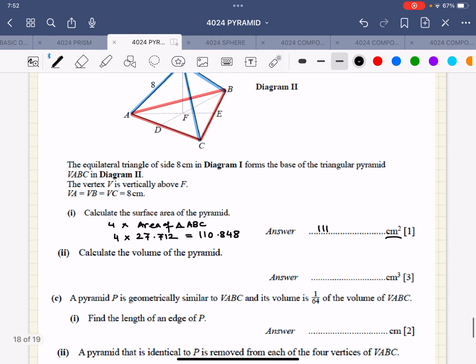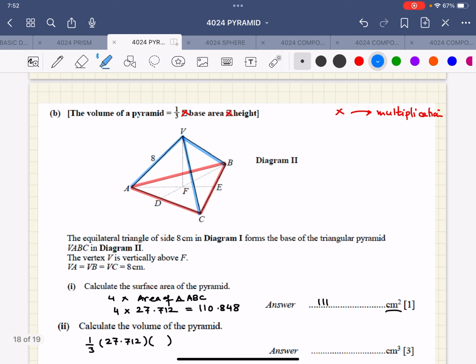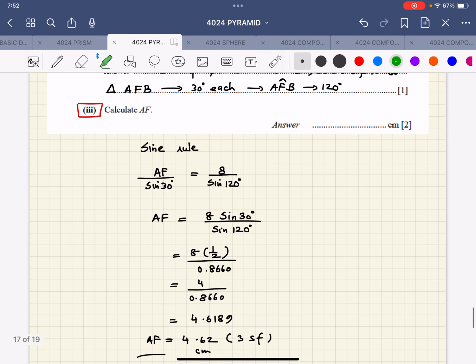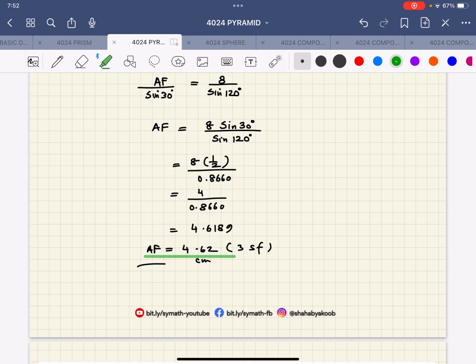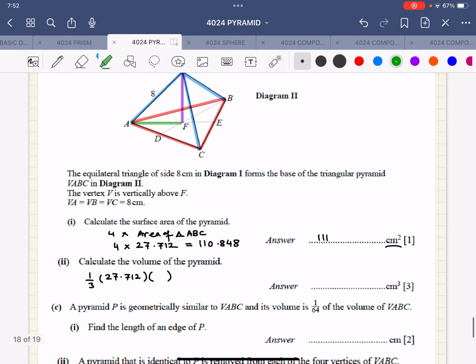Calculate the volume of the pyramid. Volume of the pyramid is 1/3 base area, which is 27.712, into height. Now, what is the height that I'm looking for? Let me highlight this. First of all, let me draw it like this, and then I have AF over here. So AF was calculated. There it is, 4.62 or 4.6189.